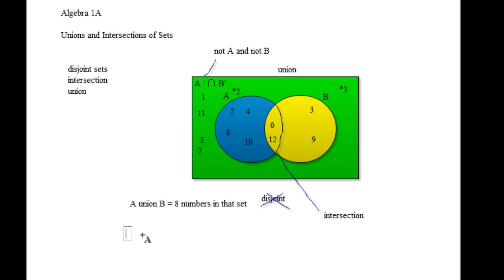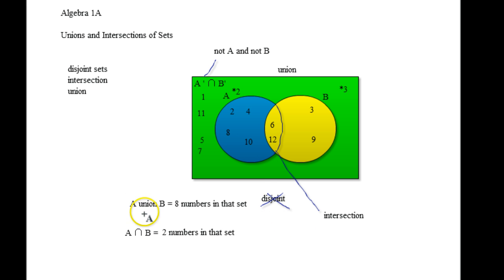Now if I wanted to go A intersection B, and that would be this upside down one, so Alt 239, that would be 2 because there's just 2 numbers in that set, the 6 and the 12. So that one's just pretty easy to set up.